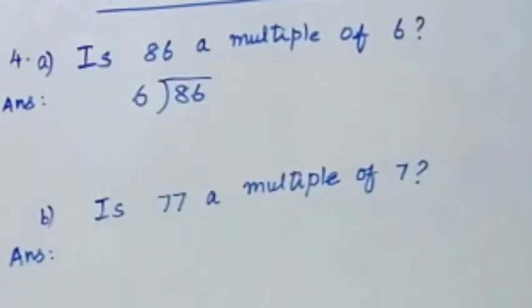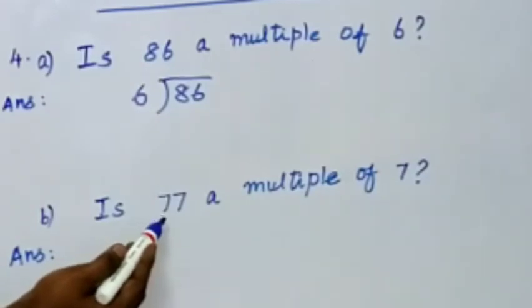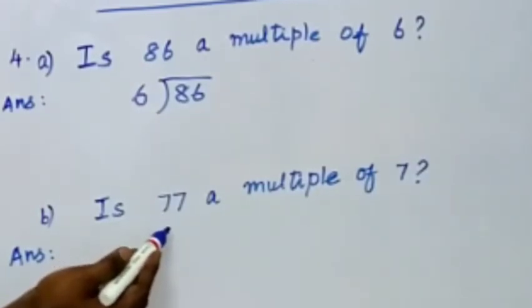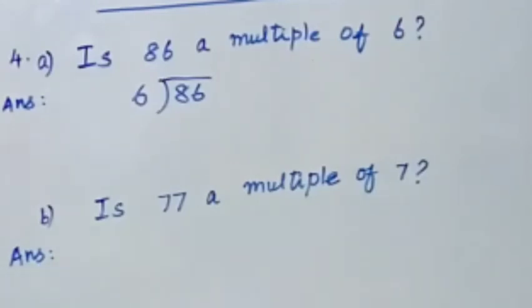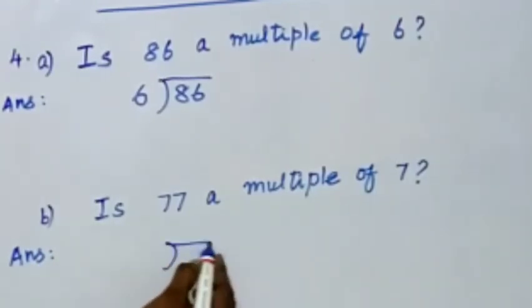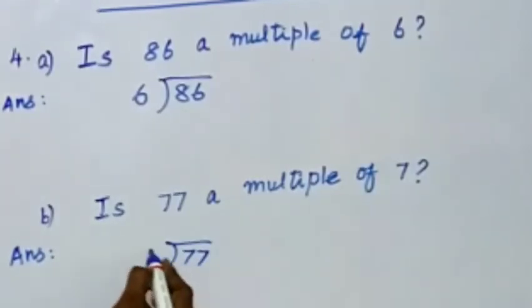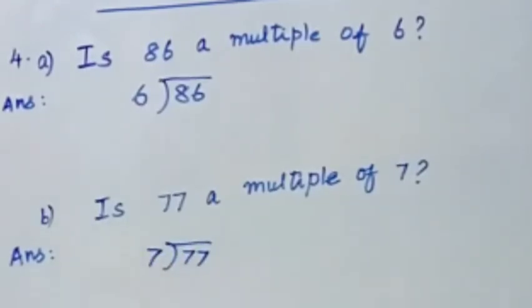Then again, after finding the answer of 4A, leave one line and write question B: Is 77 a multiple of 7? Here also you have to use the divisibility method. Is 77 divisible by 7 or not? You have to use the multiplication table to find the remainder.